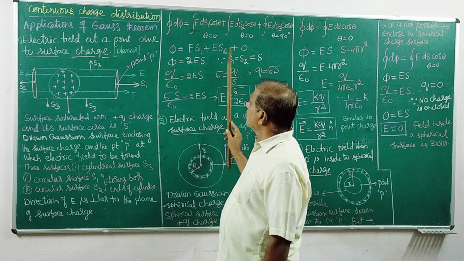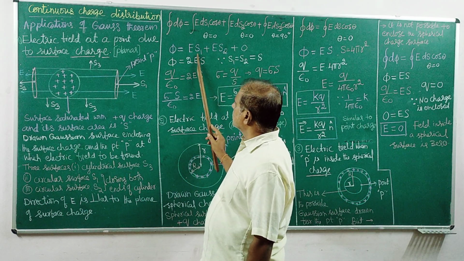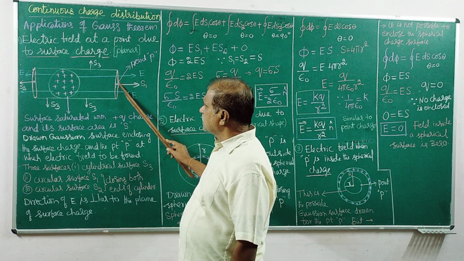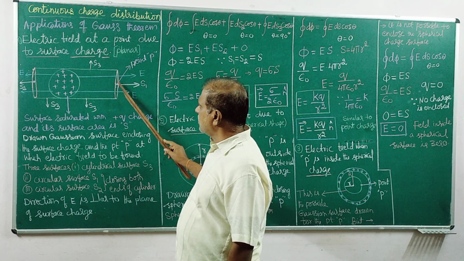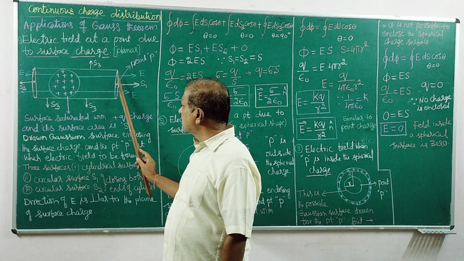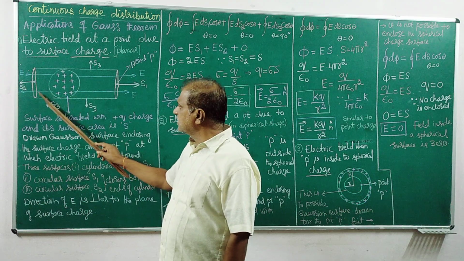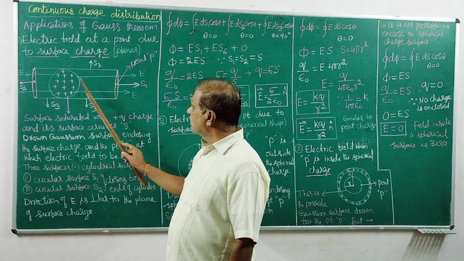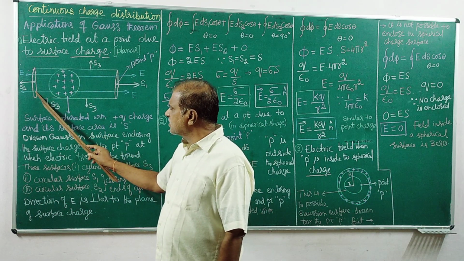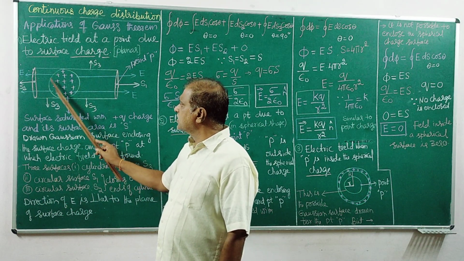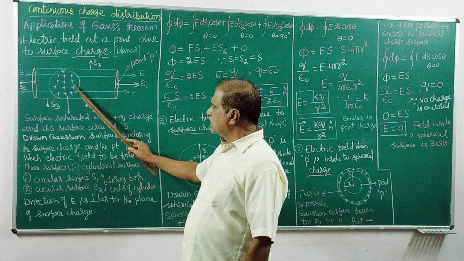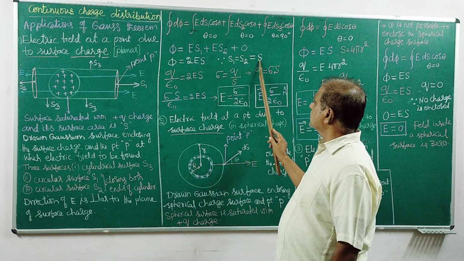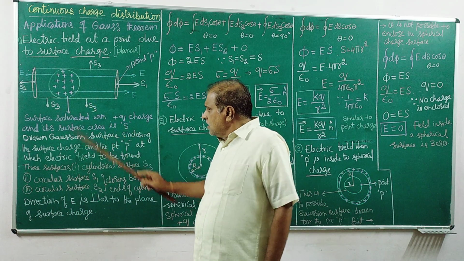But look at this one and this one. These have the same shape and size, no difference. Therefore, they have the same surface area. This is a surface charge I have taken, on which charges are distributed. So S1 equals S2 equals S. S is the surface area I have taken as S.